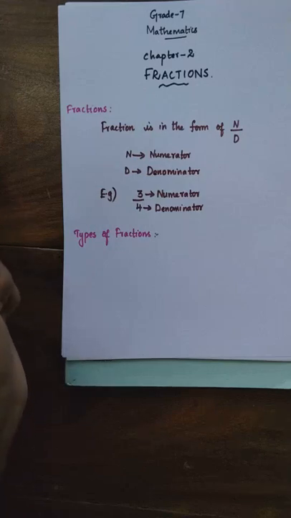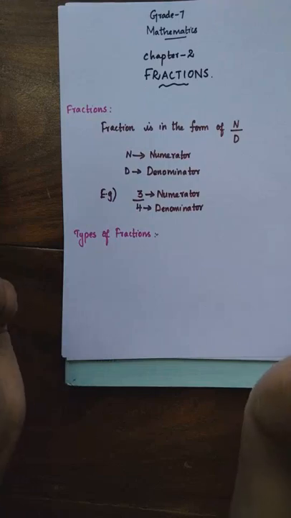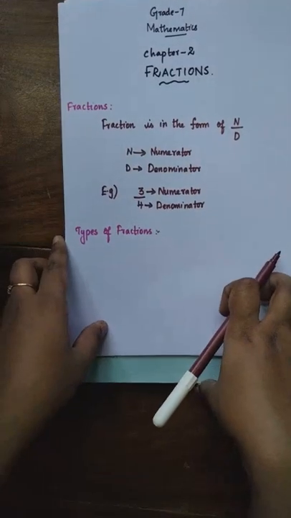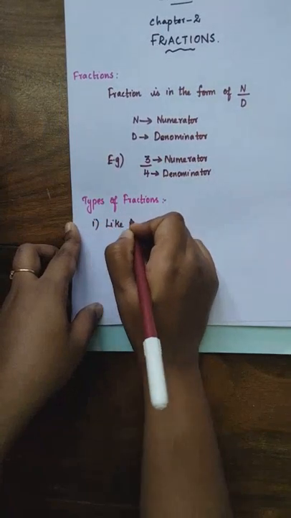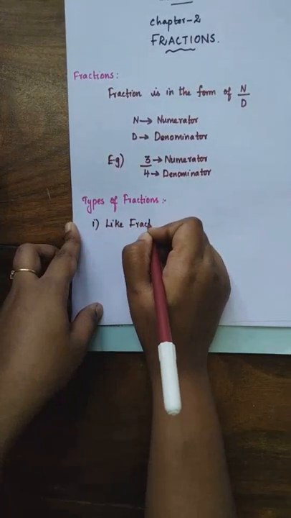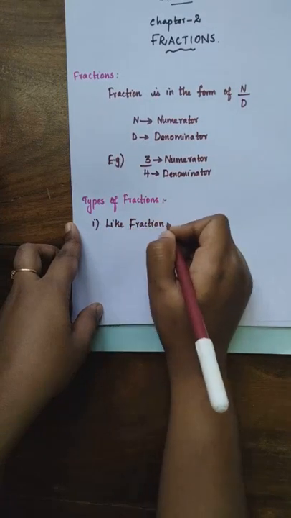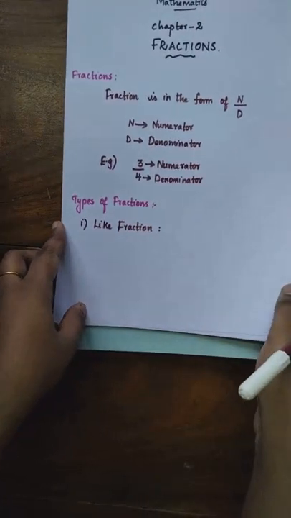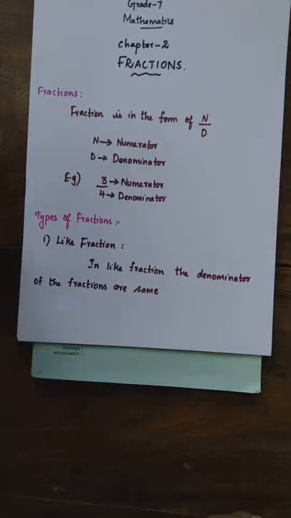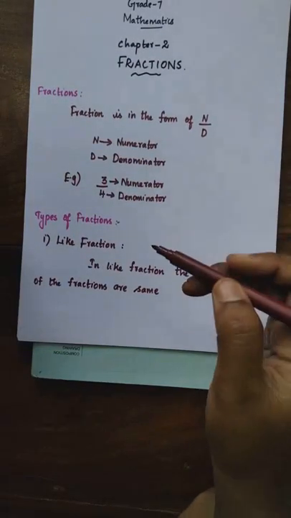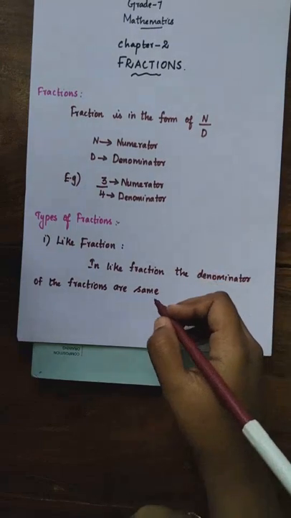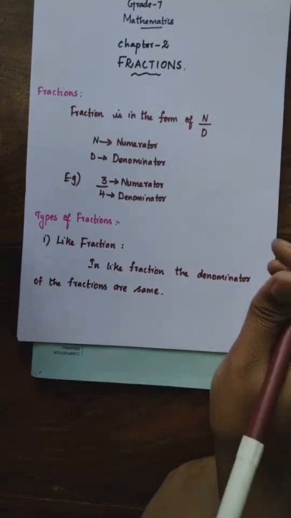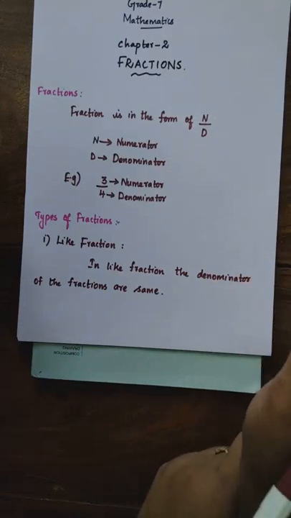Okay, students, next we are going to learn the types of fractions. There are many types of fractions, and one by one we are going to see. The first type is like fraction. This is the definition of like fraction: in like fractions, the denominators of the fractions are the same.